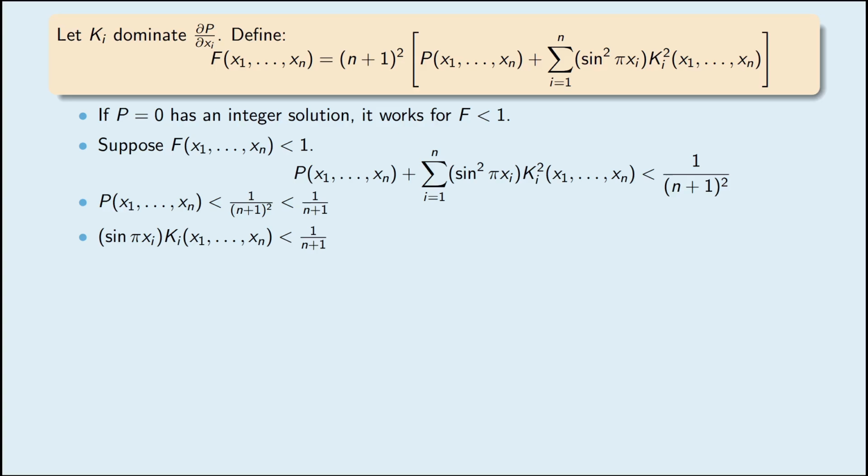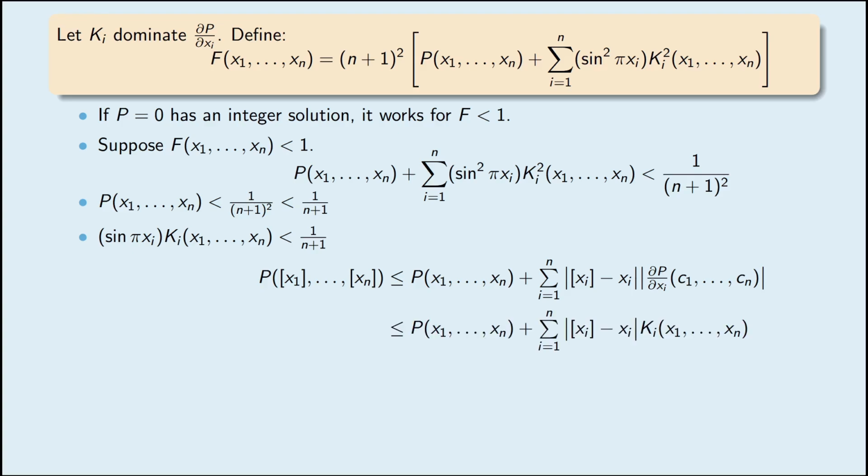Now I claim that if we round each of our x's, we get a point where p is 0. Remember that I'm using bracket notation to indicate that I'm rounding a number. By the multivariable mean value theorem, p at these rounded values is less than p at our original point plus the sum of how much we rounded by times the partial derivatives at some point c between the x's and the rounded x's. Since the k sub i dominate these partial derivatives, their values at x will be at least the value of the partial derivatives at c.